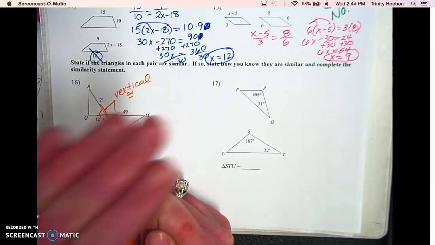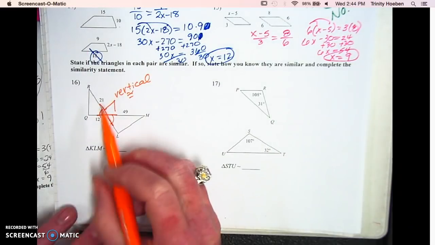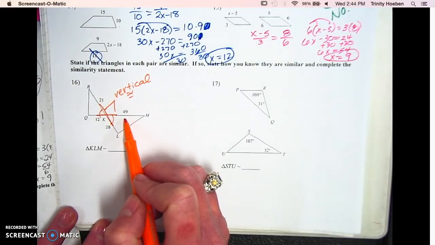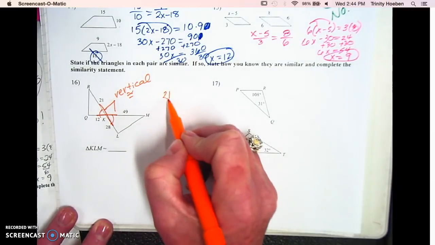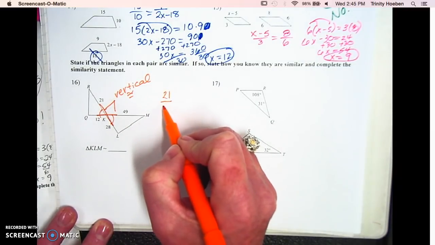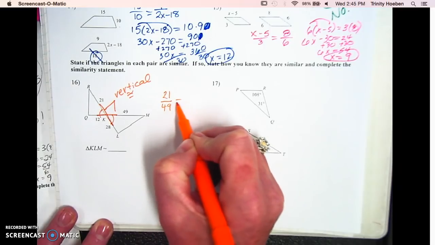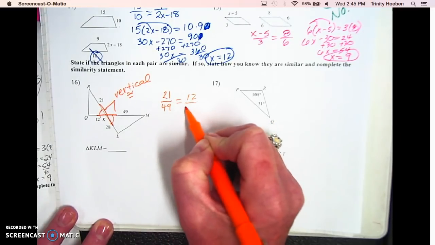Now these triangles are flipped from each other. So this one is going to correspond to this one, and this one is going to correspond to this one. So we're going to say 21 to 49 is equal to 12 to 28.